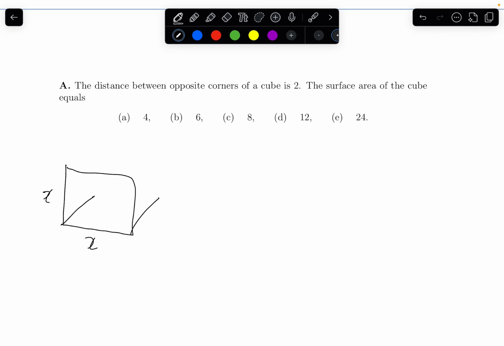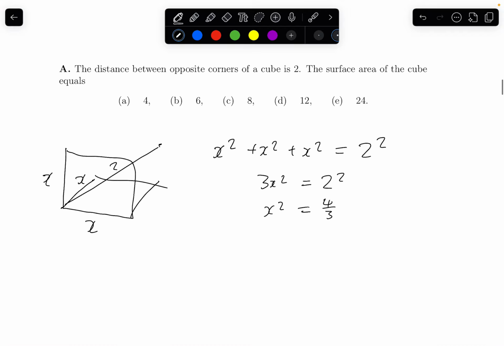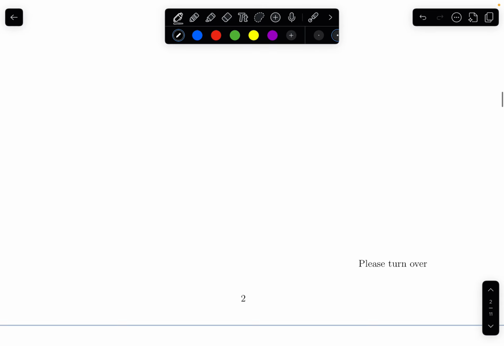X, and the rule is, we know that the opposite corner, so this is 2. The easiest way to do this is just x squared plus x squared plus x squared equals 2 squared. So 3x squared equals 2 squared, x squared equals 4 over 3. Once you've got x squared, you know one face, and there's 6 faces, so you times it by 6, and you get 8, so C.